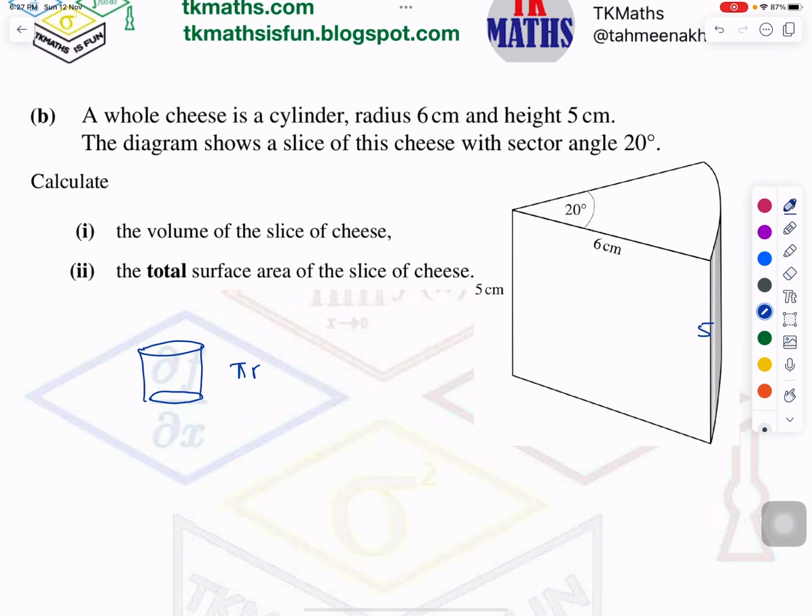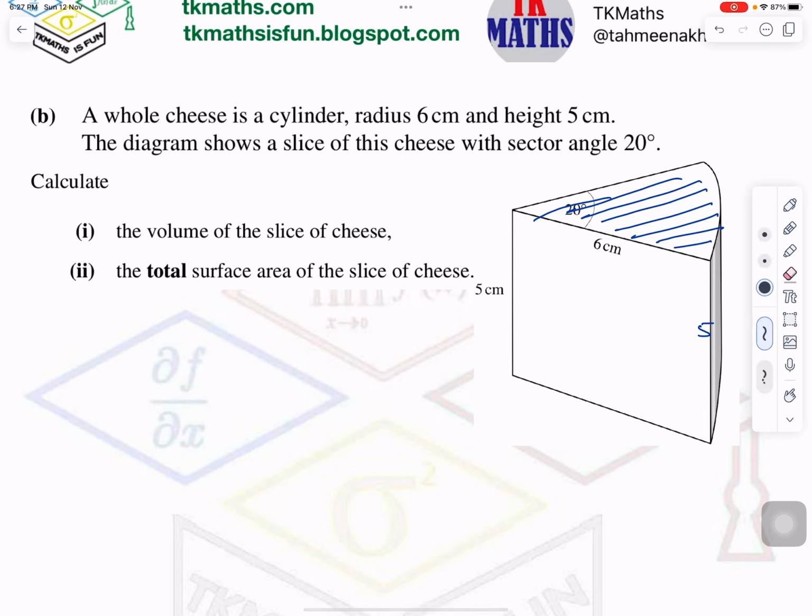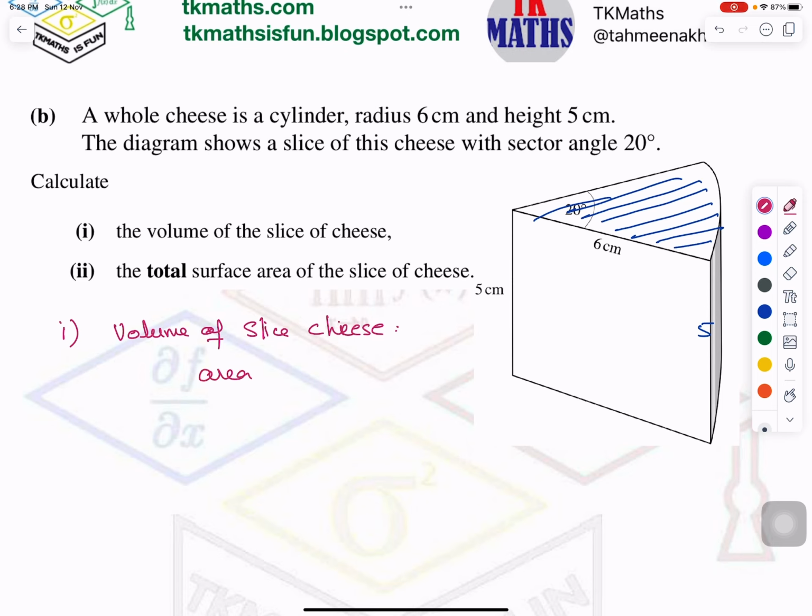The volume of a cylinder is pi r square h, where h is the height of the cylinder and pi r square is this whole area. So in the case of this slice of cake, my area will be this sector and the height will be the same as the height of the cheesecake. So for part 1, the volume of the slice of cheese will be area of a sector times height.